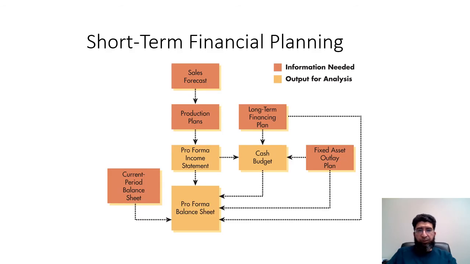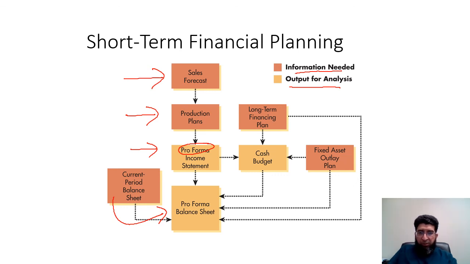You can see that this is the graphical depiction of short-term financial planning. You can see that there is information that is required, or the output for analysis is required. So we always begin with the sales forecast, and from the sales forecast we go to the production plans. This leads to the pro forma income statement. Pro forma is the projected income statement, and then we have the current period balance sheet. We take this information and start working on the pro forma or projected balance sheet. This comes from the production.